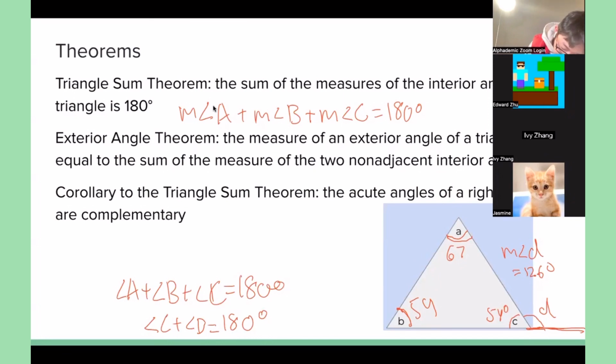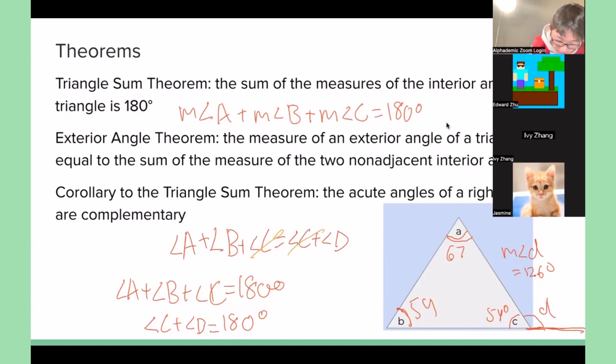So if we set these two equations equal, we get angle A plus angle B plus angle C is equal to angle C plus angle D. Now we have this balanced equation, and then we can cross out the angle C's, and you can see that angle D is equal to the measure of angle A plus the measure of angle B.